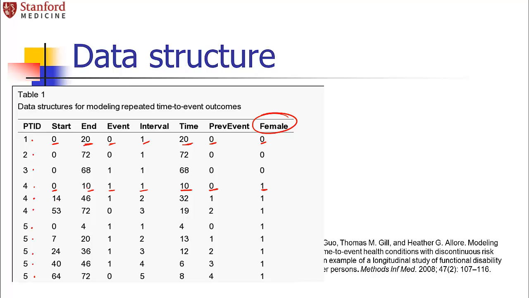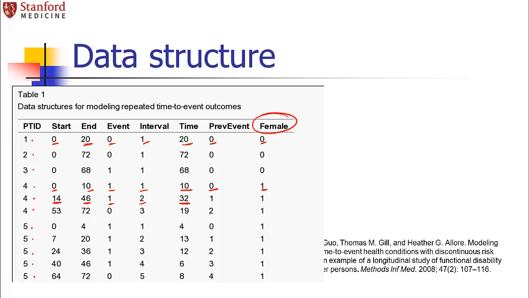Their next interval, they have a bout of disability that actually lasts from about 10 to 14 months. So they're next at risk for having disability once they get out of that particular episode. They're again at risk of disability from 14 months, and then at 46 months they have an event. That's the second interval, because that's the time period at which they were at risk for a second bout of disability.